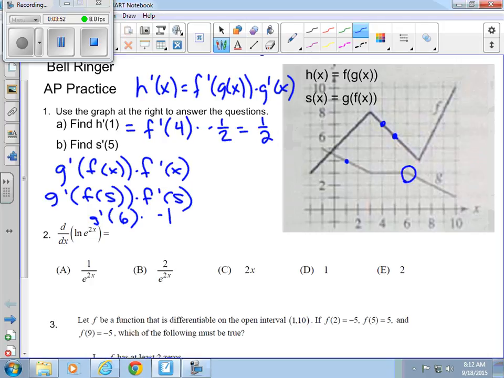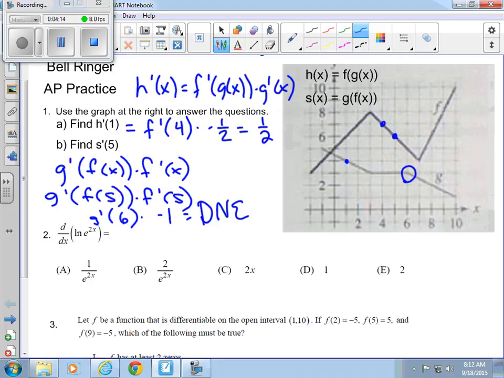g prime of 6. What's the slope at 6? Undefined. It's a sharp corner. So the derivative does not exist at a sharp corner. So this whole thing does not exist because g prime of 6 does not exist. So that was an interesting question.